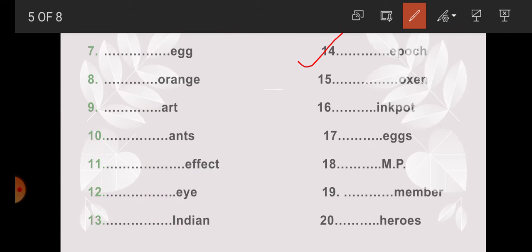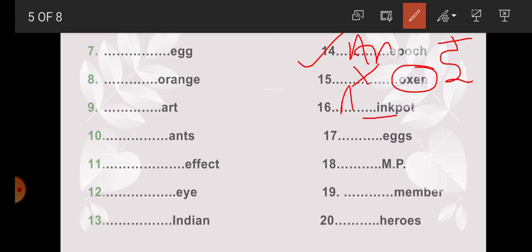Now next one. Number 14, students, dash epoch. Epoch. E. Again here E. So E is what here, students? Vowel sound. So write an. Number 15, dash oxen. Students, we know that here oxen is plural. So before a plural noun we can't write a or an. There is no article. So put a cross here. Now dash ink pot. Ink pot. Again, what is the sound here? E. So write an here. Dash eggs. Eggs. Eggs is what, students? Plural. So no article.